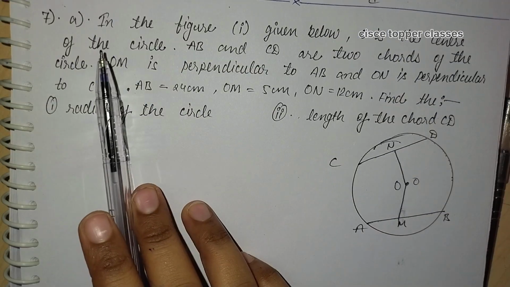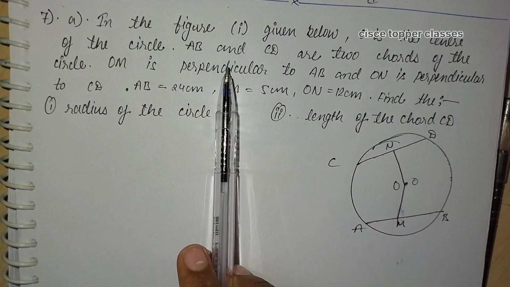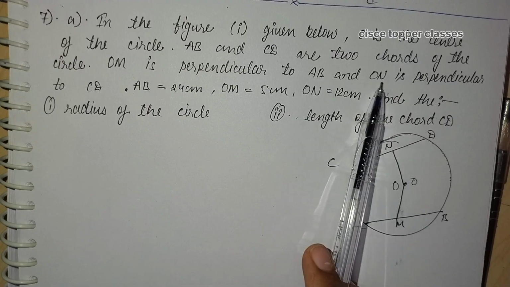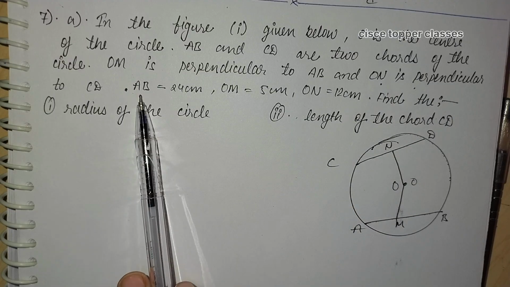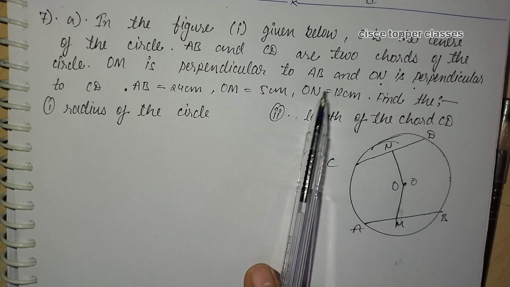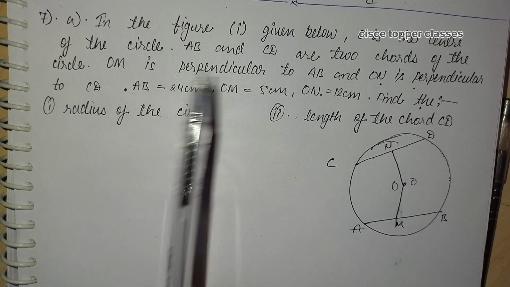Let's solve here seventh first part. In the figure given below, O is the center of the circle. AB and CD are two chords of the circle. OM is perpendicular to AB and ON is perpendicular to CD. AB is equal to 24 centimeter. OM is equal to 5 centimeter. ON is equal to 12 centimeter. Then find the radius of the circle.